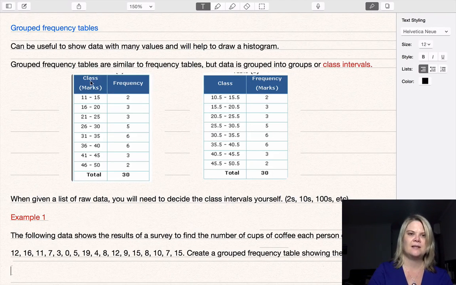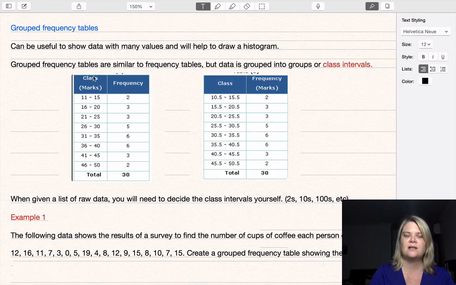They're both frequency tables of the same data, and they are marks students have received in a test. A test was out of 50 marks. So some students have scored in the lower range and some students have scored up in the higher range closer to 50. Before creating this frequency table, the person thinking about it would have had to think about the class intervals that they used here.